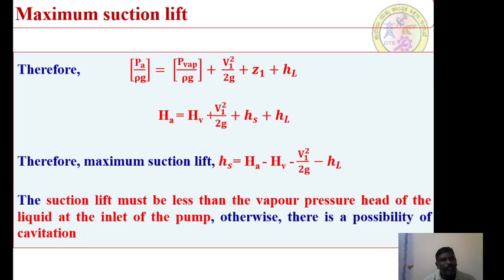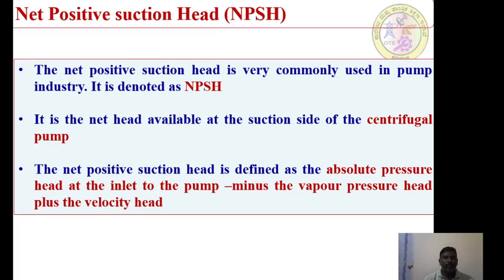I am discussing cavitation in the last slide of this particular session itself. But in order to avoid cavitation, the pressure at the inlet of the centrifugal pump must be equal to or greater than the vapor pressure of the liquid. Thereby, we can avoid cavitation. This is one of the important things we have to keep in mind while discussing the maximum suction lift in a centrifugal pump.